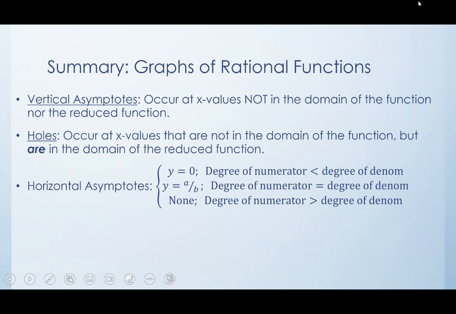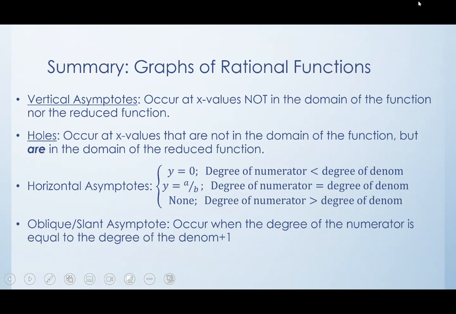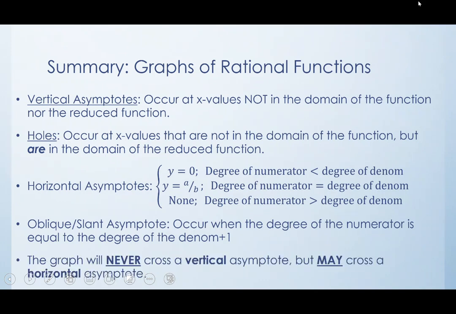If the degree of the denominator is bigger than that of the numerator, we're going to have a horizontal asymptote of y equals a over b. That's your leading coefficients, if the degree top and bottom is equal. And we will not have a horizontal asymptote if the numerator has a higher degree than the denominator. In that case, if the numerator is one higher degree than the denominator, we will have an oblique or slant asymptote. And remember, the graph will never cross a vertical asymptote, but it may cross a horizontal asymptote.